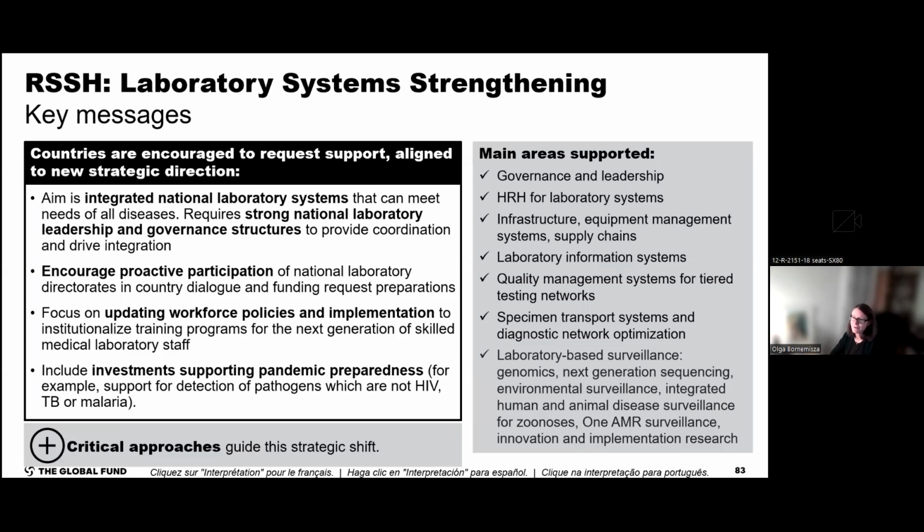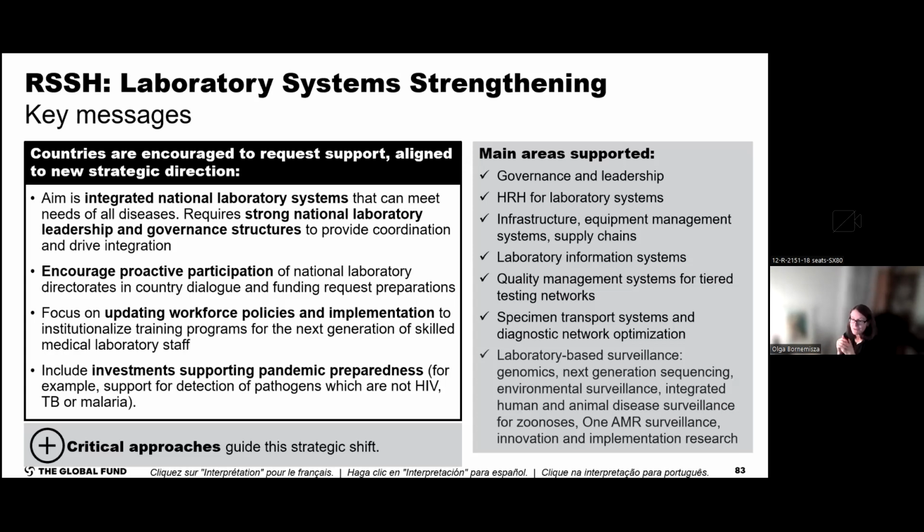Laboratory systems strengthening. This is an area that has, again, shot up the agenda, I would say, in the last few years. We now have a whole laboratory systems team who are working hard to push the agenda. Basically, the aim of our lab systems investments is to ensure, again, an integrated national laboratory system that can meet the needs of all the diseases. And this will really require strong national leadership and governance structures to provide coordination and drive integration.